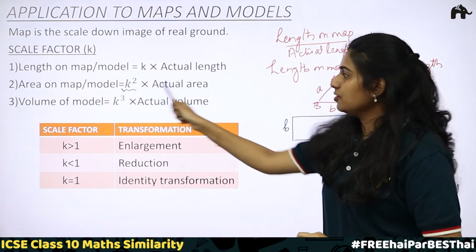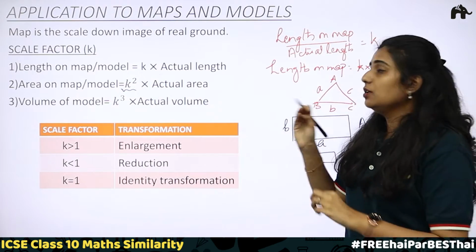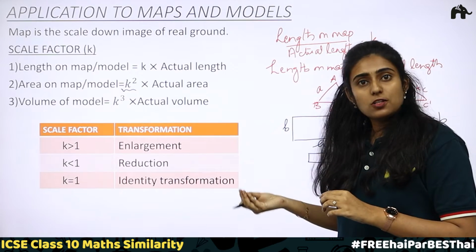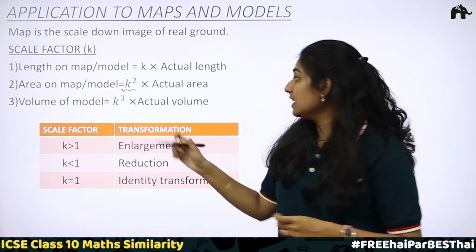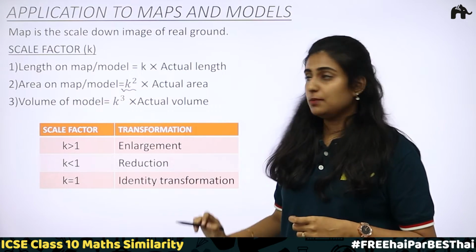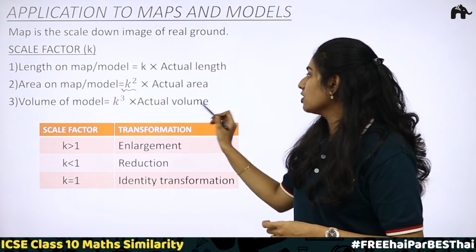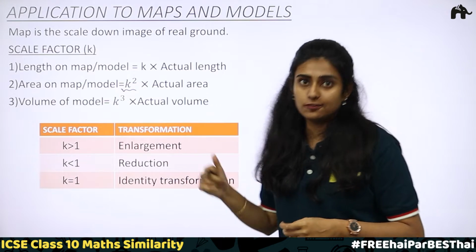You should not get confused. Understood? The length is reducing by K. Breadth is also reducing by K. Therefore, we are getting K square here. Next, the third one, volume of model will be equal to K cube into actual volume. Volume is only in the case of 3D.